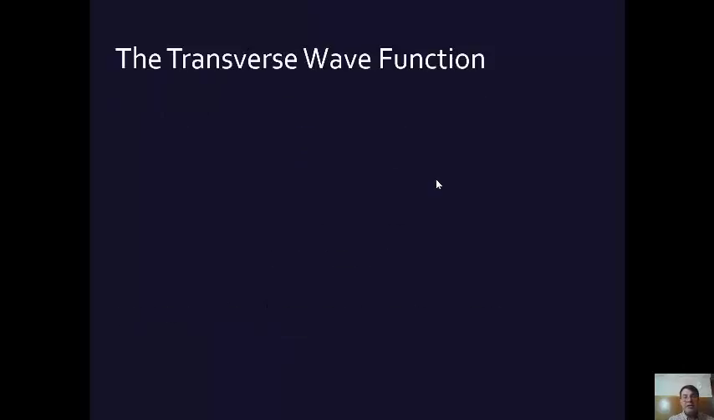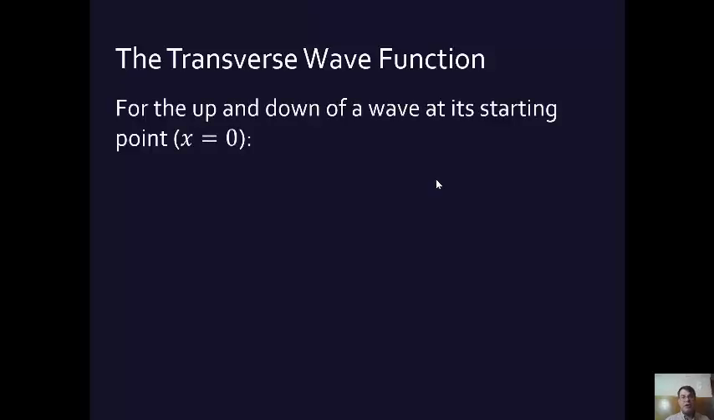Okay, so let's see if we can apply this equation for simple harmonic motion in a way that can help us come up with an equation for a transverse wave. Remember, a transverse wave is an up and down wave, like if you took a rope and went like that in a sine kind of wave. Let's see if we can come up with a function that would express the up and down movement. To start things simple, let's see if we can come up with an equation for x equals 0.